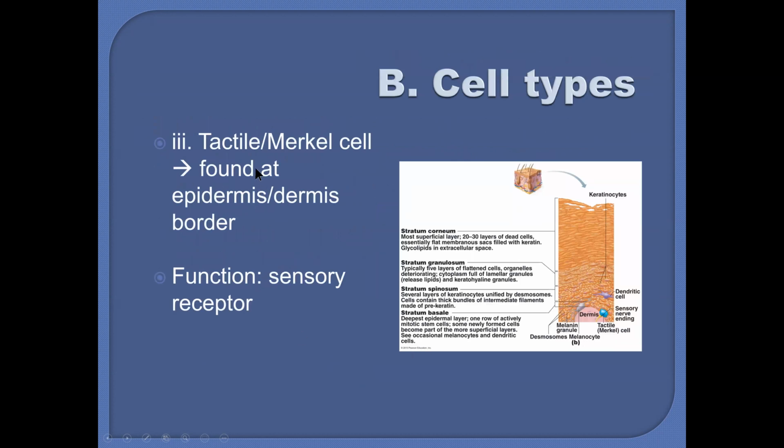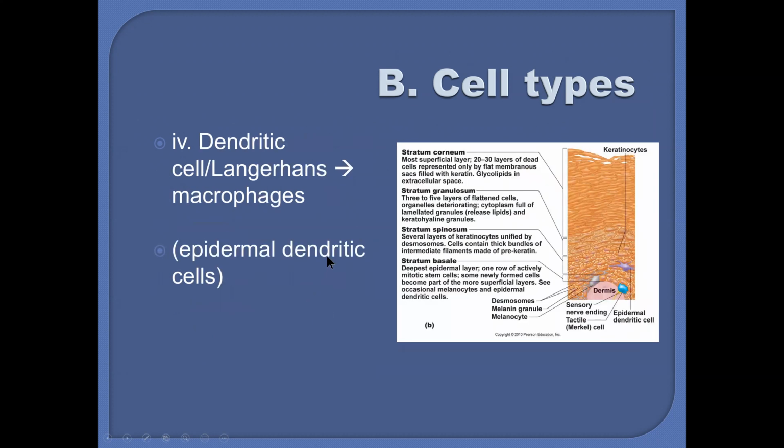The next cell type is tactile or Merkel cells, found at the epidermal-dermal border. They are sensory receptors. We do not have nerve sensation in the epidermis itself, but we do have our first sensory receptors at the junction, the epidermal-dermal border. And then finally, we have a dendritic cell, or Langerhans cell, which is a macrophage. Epidermal dendritic cells is the correct name nowadays. In the old days, we had people's names attached to them, but nowadays we don't. These are the scavenger cells.